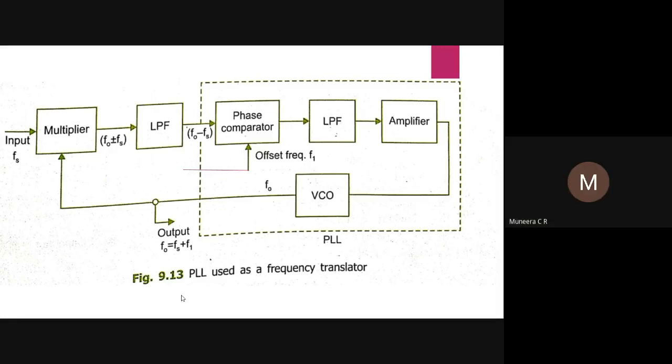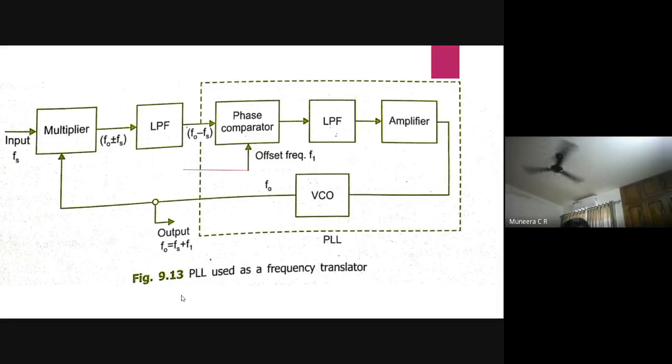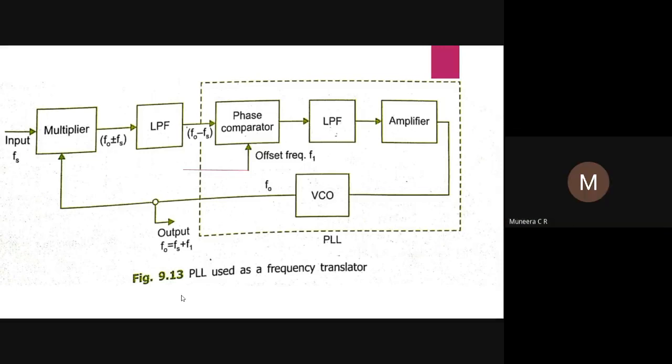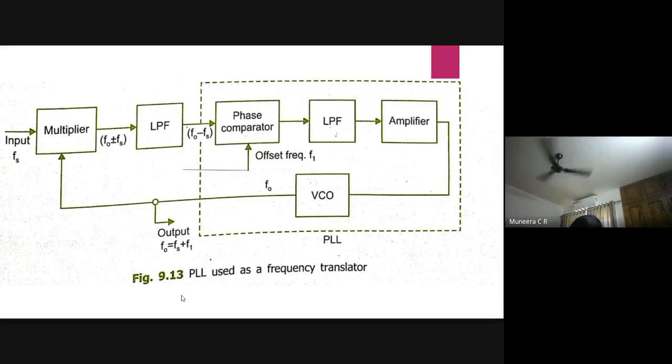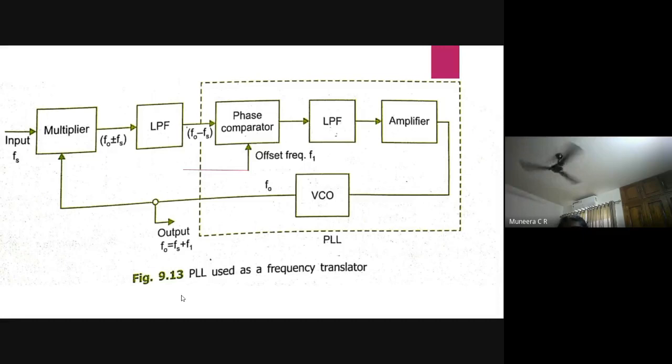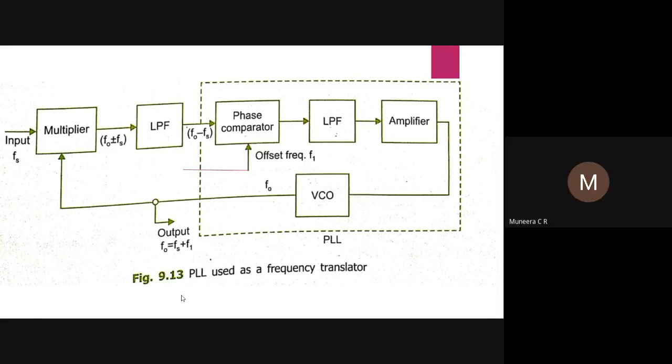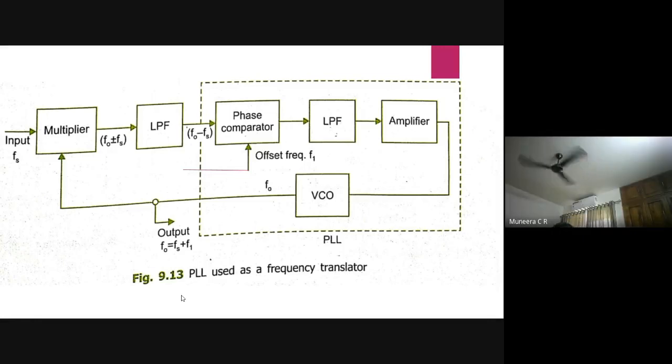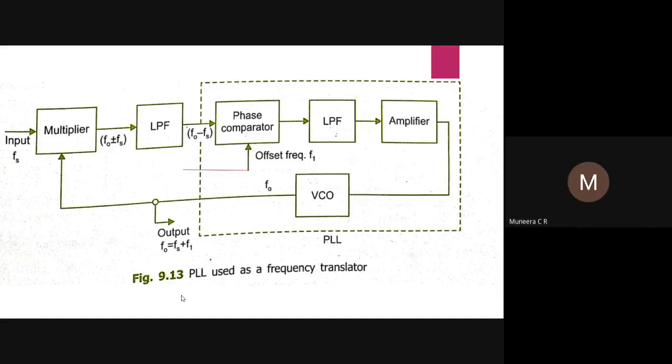The next application of PLL is frequency translator. What do you mean by frequency translator? If the incoming signal frequency is Fs, we are transferring the information of Fs to some other frequency, say Fs plus F1. That means transferring all the information to some other frequency.